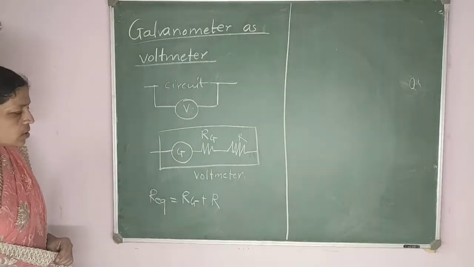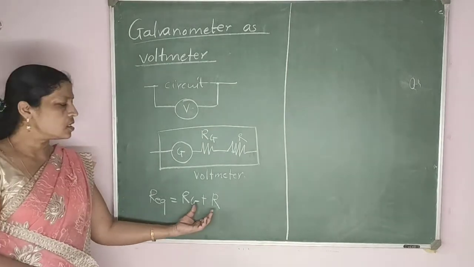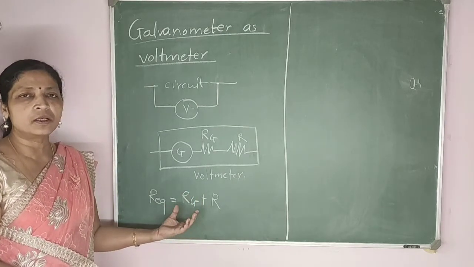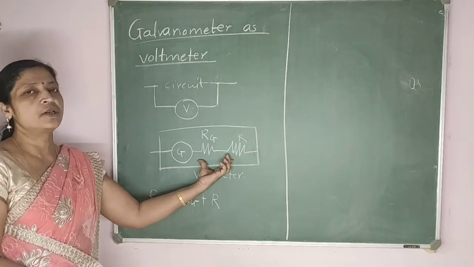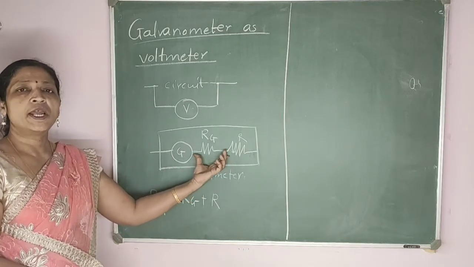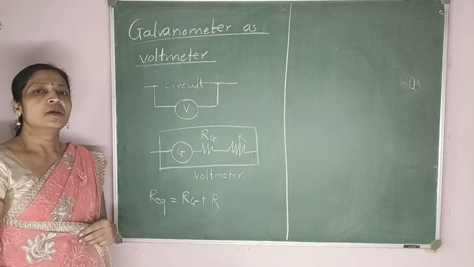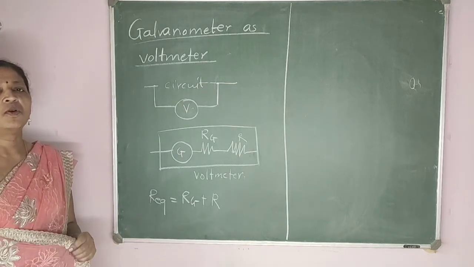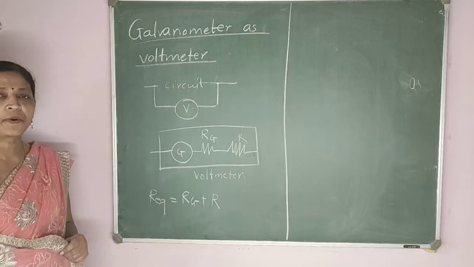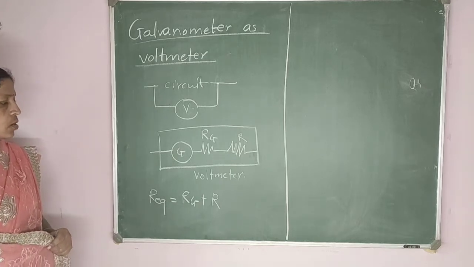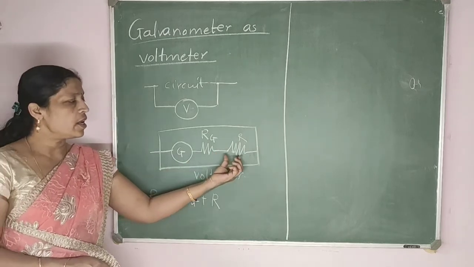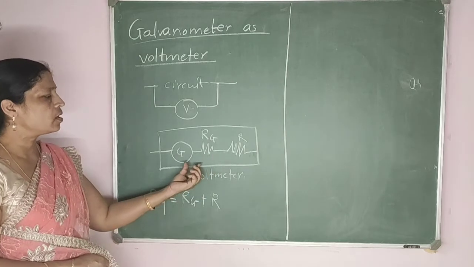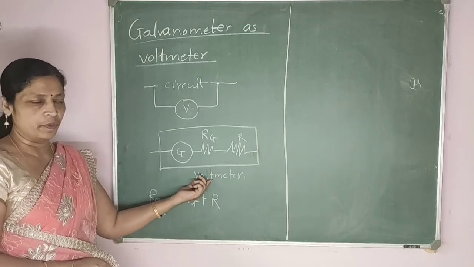How can we use this as a voltmeter? Since the equivalent resistance is greater, the amount of current drawn by this voltmeter is less. So the potential difference measurement of the circuit between any two points will be correct. It will not disturb the value of the potential difference between any two points. So we connect a resistance R in series with a galvanometer to convert it into a voltmeter.